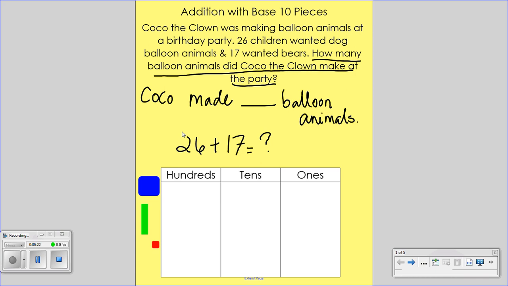Alright, let's go ahead and build 26 on our hundreds chart. What am I going to use to make 26? I could use lots of different things, but let's stick with the normal, easy peasy way that we're familiar with. Courtney? 2 tens. What is that going to give me in terms of total?